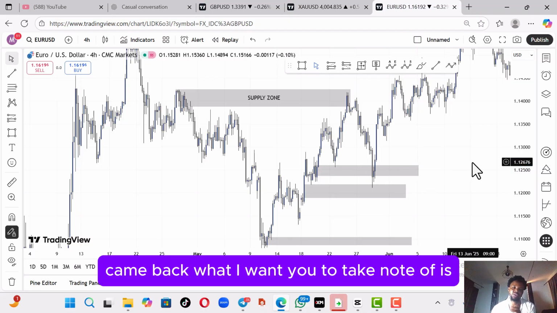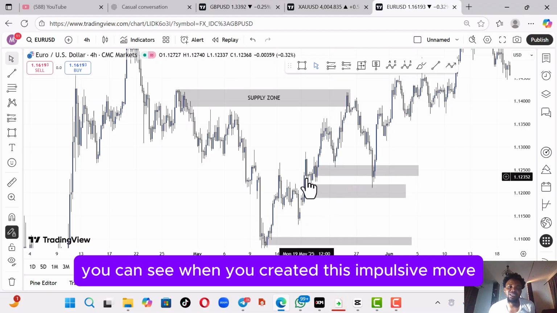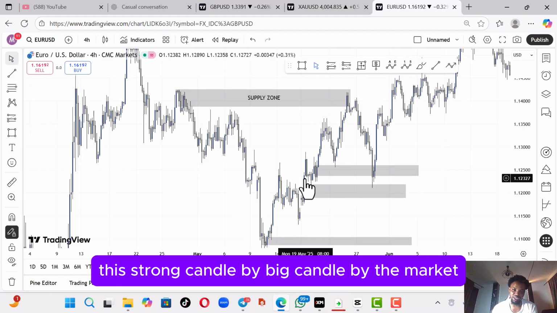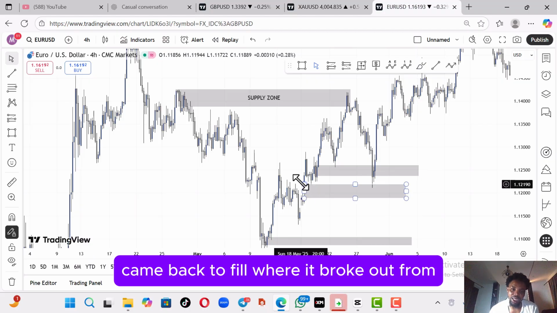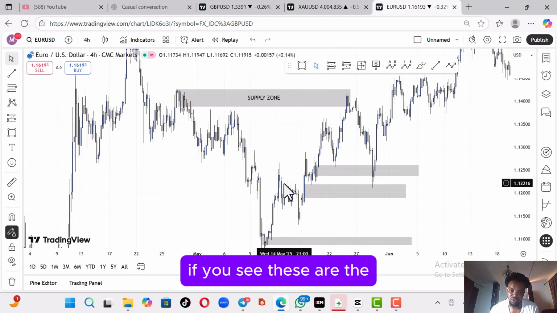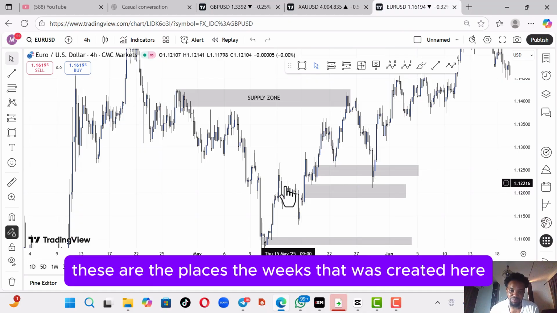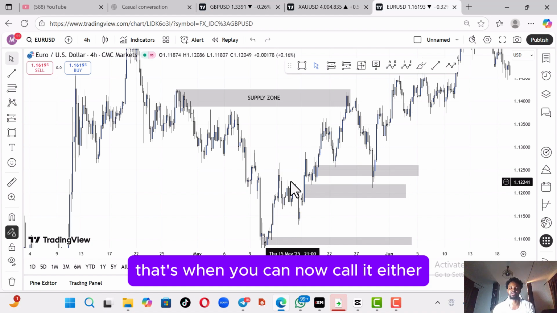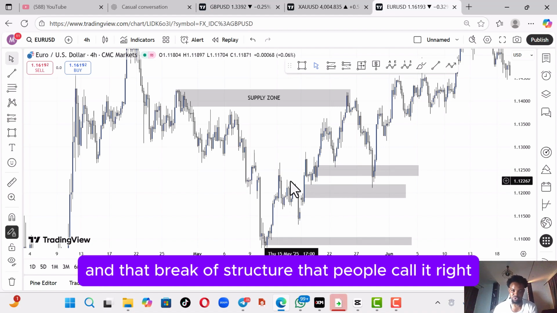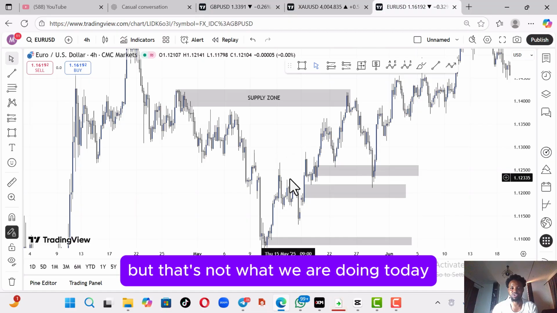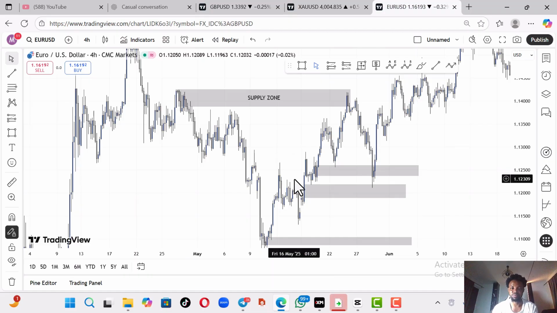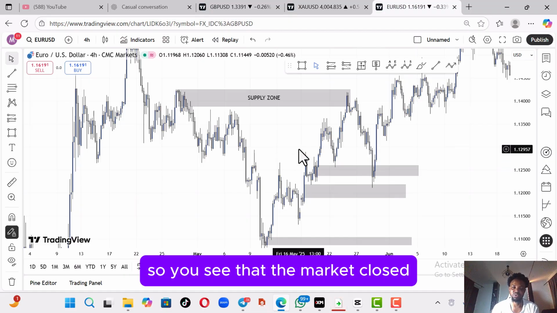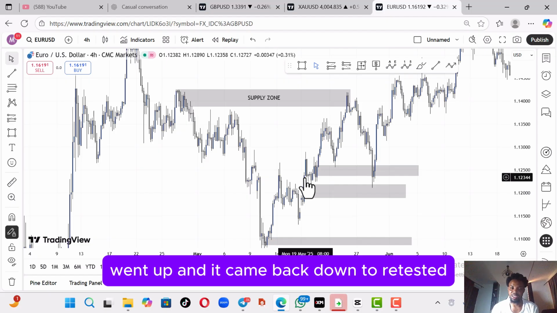What I want you to take note of is that when it created this impulsive move, this strong, big buy candle, the market came back to fill where it broke out from. These are the places, the wicks that were created here. When it broke out from it, that's when you can call it a break of structure, as people call it, but that's not what we are doing today. Let's just focus on this. So you see that the market closed, went up, and came back down to retest it.